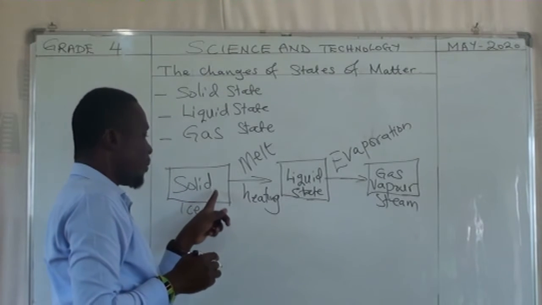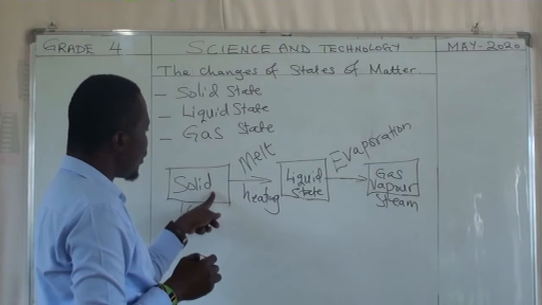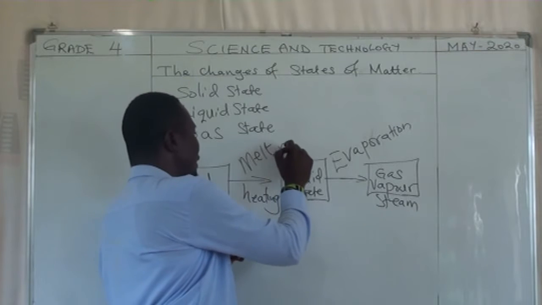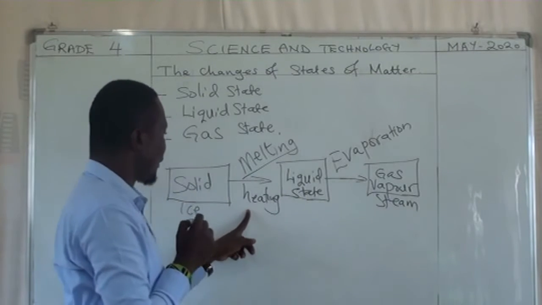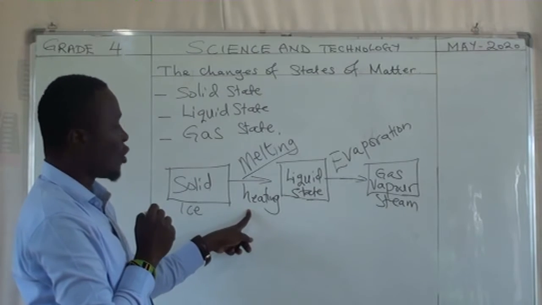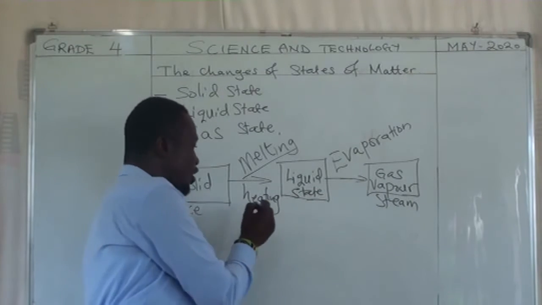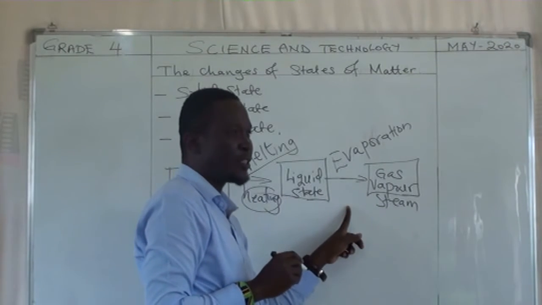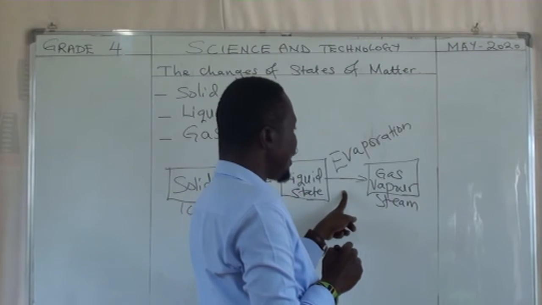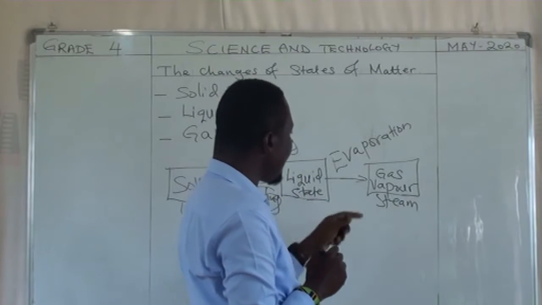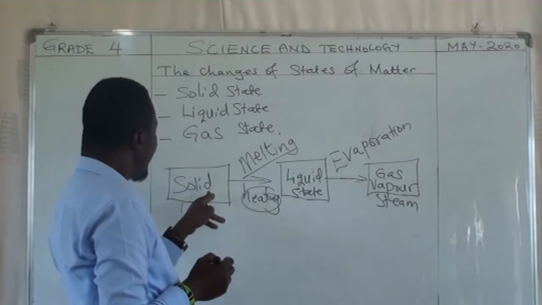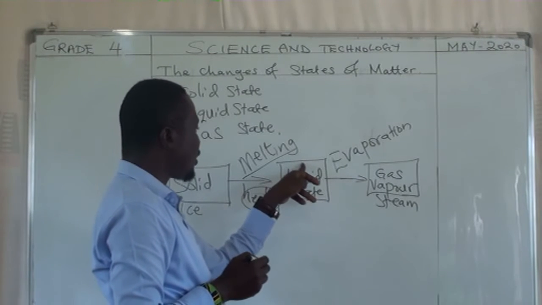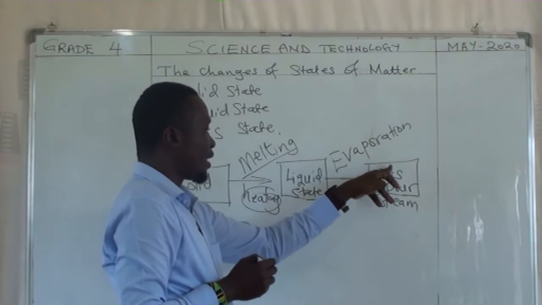The process by which solid changes into liquid is not heating, it is melting. Melting takes place because of a change in temperature, that is through heating, right? Evaporation also takes place because there is an increase in temperature, that is by heating. Good. Now, the solid state of water has changed into the liquid state and further changed into the gaseous state.